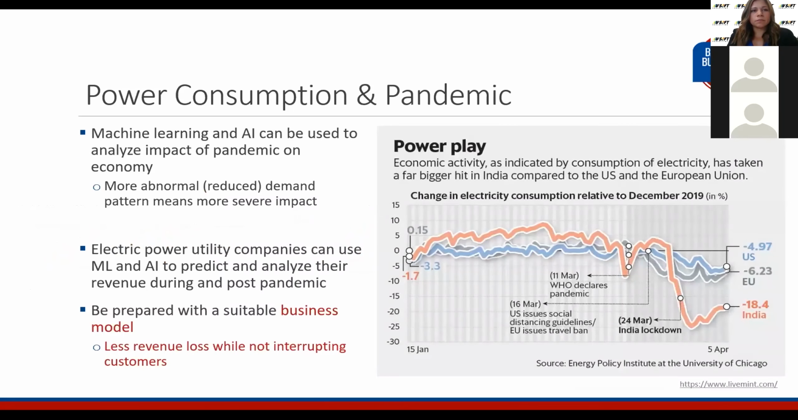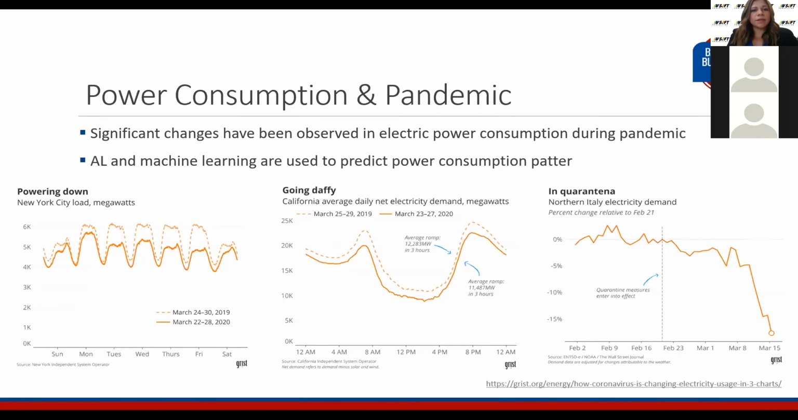And machine learning, can you go back please, Brian? Yeah, many people right now are using AI and machine learning to predict the behavior of patterns during the pandemic, and even after the pandemic, what would change? Because we are seeing many companies asking their employees to stay at home and work from home, even for a couple of years. So we see a huge shift in demand. How to predict that? Machine learning and AI are good tools to analyze and predict the behavior of load patterns. Next, please.